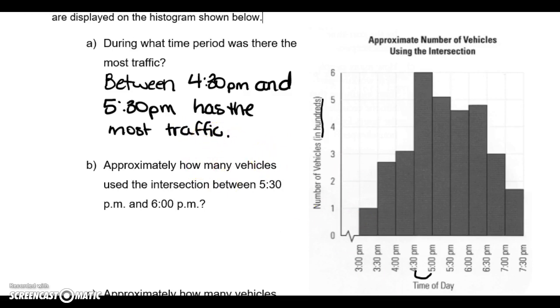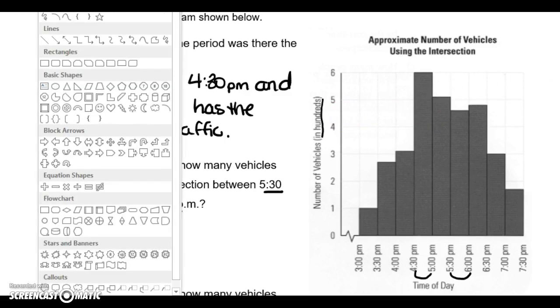Moving on to part B, approximately how many vehicles use the intersection between 5:30 p.m. and 6 p.m.? So let's go over to that data range. We find 5:30 to 6 p.m. Then we go all the way up, and what we can notice is that this one here isn't at a very nice value. So what we should do is use a ruler and draw a straight line going across to your vertical axis. I'm just going to draw a straight line here.